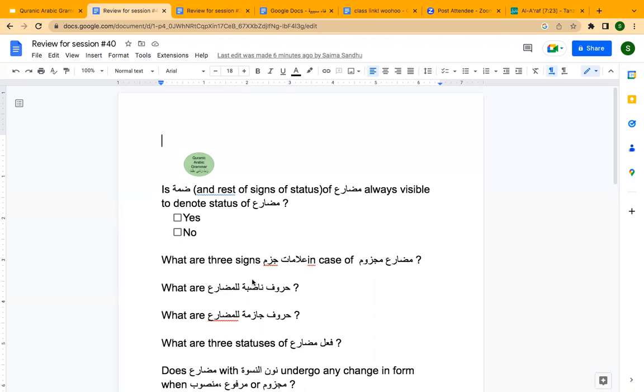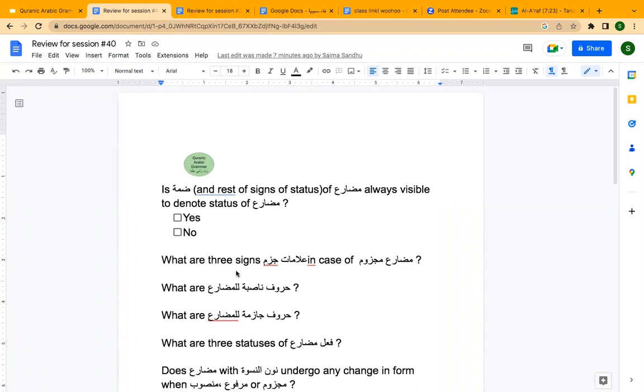What is another way of making Mudare Majzoom? How does Mudare look Majzoom? If it is ending like Yansuru, what can you do to Yansuru? You will change it to Sukoon, right? If you can change it to Sukoon, that is your way of making your Mudare Majzoom. So if your mudare is ending with dhamma, you change it to sukoon. That is number one way of making mudare majzoom. And this happens when the last letter is sahih, not a weak letter, which includes alif, waw, and ya. The second way to make mudare majzoom is drop noon. This happens only in case of af'alul khamsa.